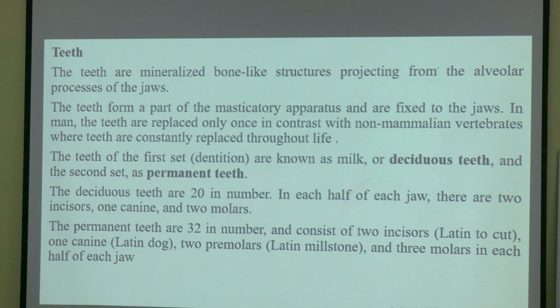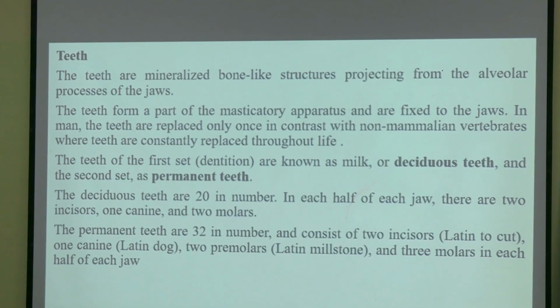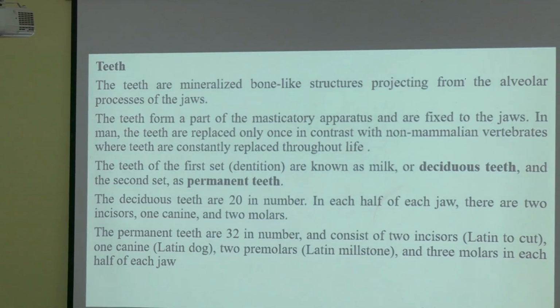So how is the number 20 justified? As you can see, in each half of the jaw there are 2 incisors, 1 canine and 2 molars. So this side 4, this side 4, okay, so 5 this side, above and lower, like this 4 into 5, 20.